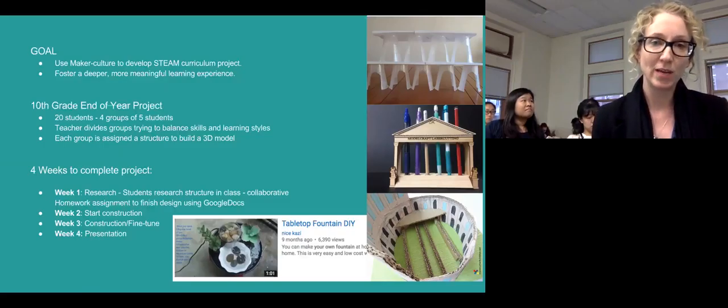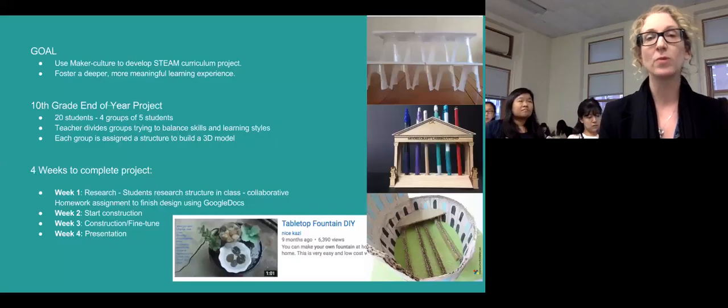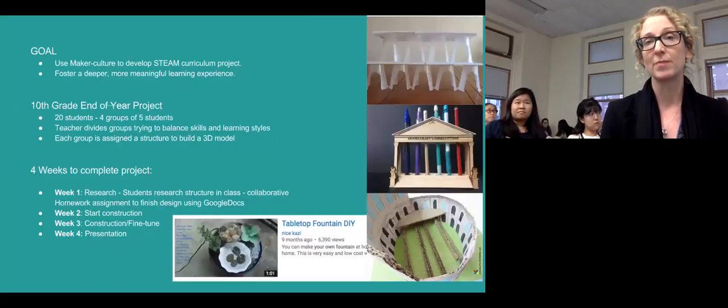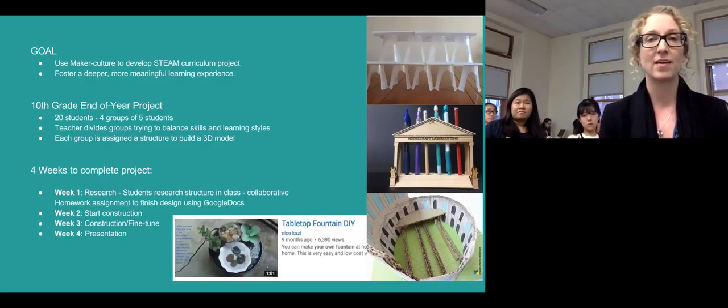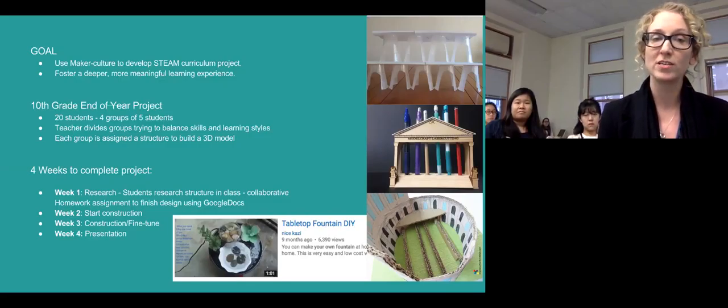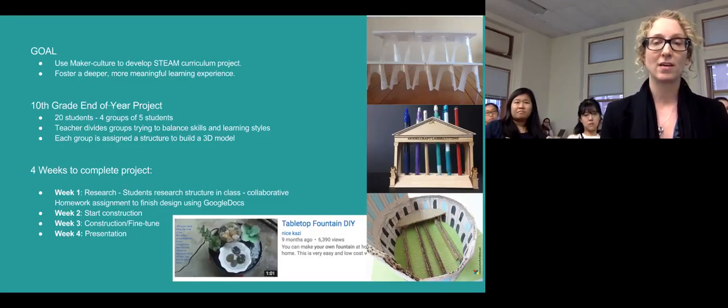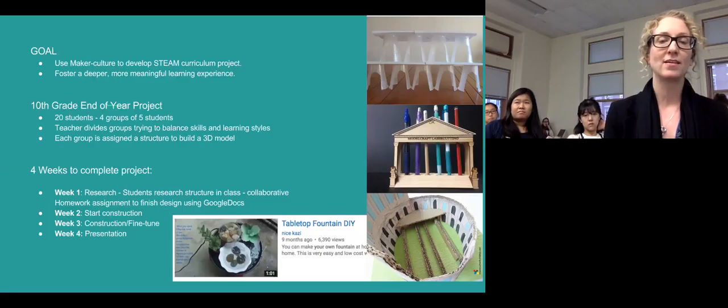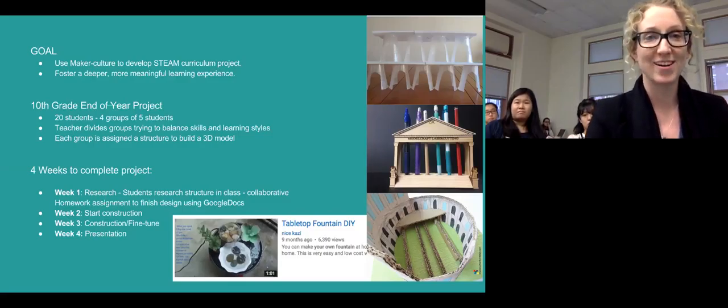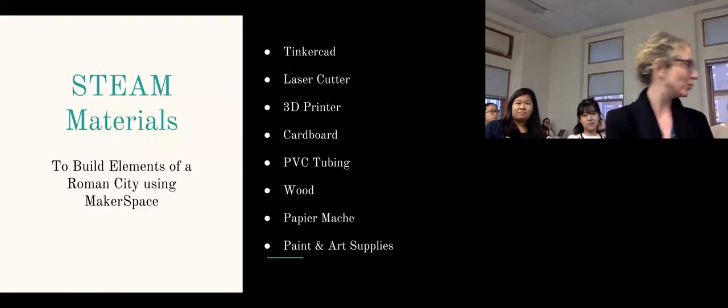The second week, they would all work collaboratively. They would have a homework assignment for the second week, which would be to start planning the design of their architectural structure. And then week two is they begin construction. Week three is fine-tuning and more construction. And week four, they would present to their other students and then ultimately to their whole grade. So that is my part. And I'm going to pass this on to Jessica.